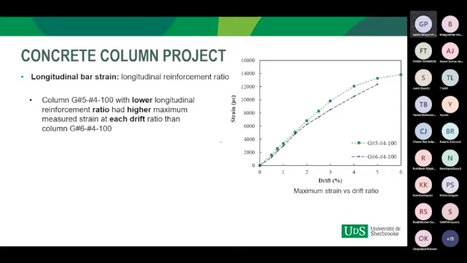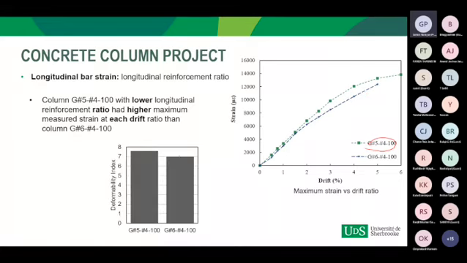Comparing the development of the longitudinal glass fiber reinforced polymer bar strain, the column with low longitudinal reinforcement ratio attained higher strain at each drift ratio, which was reflected as the increased deformability index. So this is one of the reasons why we get a higher deformability index in the case of the column with lower longitudinal reinforcement.